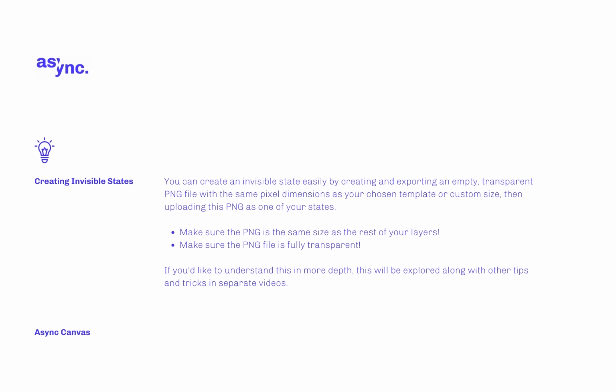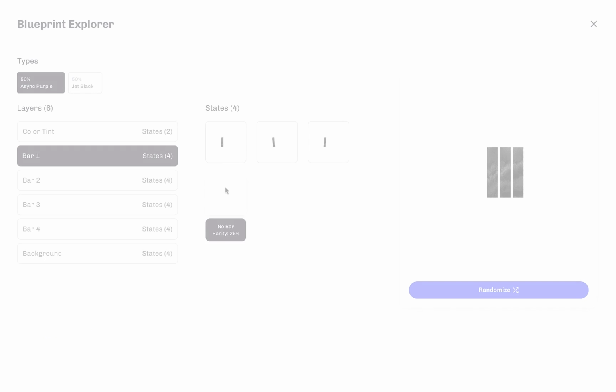As a side note, if you would like to make an invisible state and provide an option where nothing displays on your layer, you can do this easily by creating and exporting an empty transparent PNG file with the same pixel dimensions as your chosen template or custom size, then uploading this PNG as one of your states. If you'd like to understand this in more depth, this will be explored along with other tips and tricks in separate videos. Let's go back to the Blueprint Explorer.